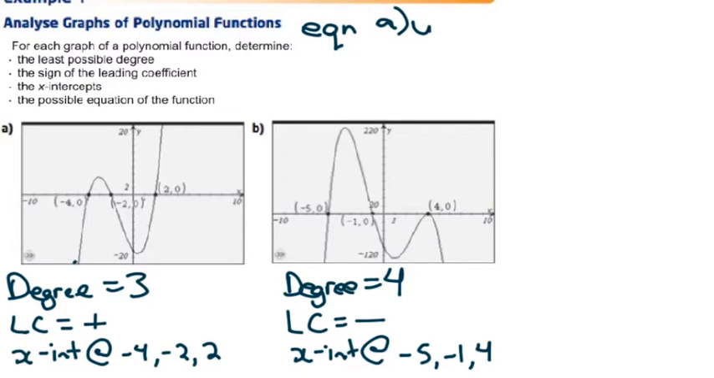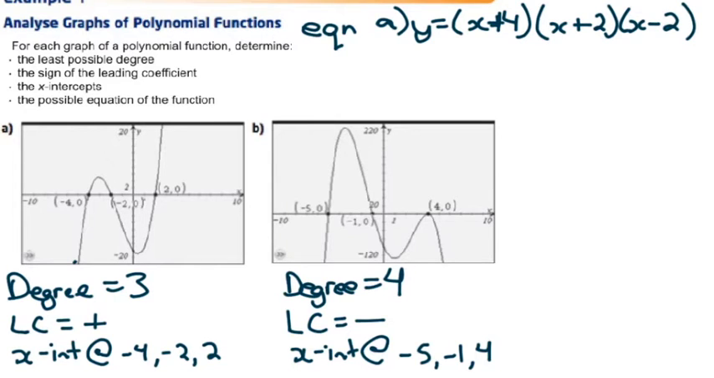So in A, we're going to have y equals, we know we have a positive leading coefficient, so we'll leave the leading coefficient positive. Each of the brackets of the factored form of the function will come from the x-intercept. So we'll have an x plus 4, which would give us the minus 4 x-intercept. We'll have an x plus 2, and an x minus 2.